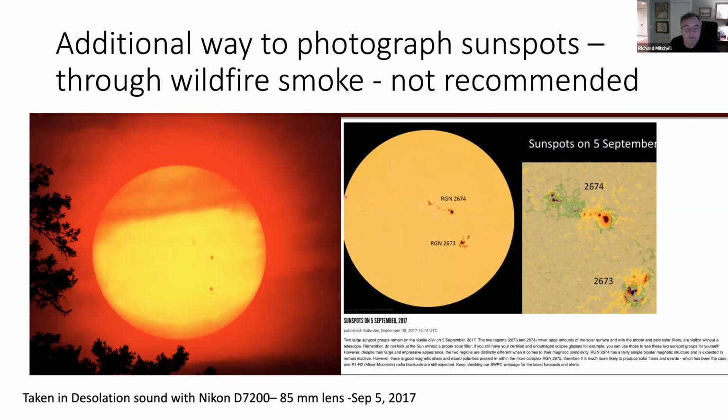A number of methods of taking images of the sun have been mentioned, but this is one I found which is purely accidental. I took it in Desolation Sound on the 5th of September 2017, which just happened to coincide with the major X-class flare on the sun. I took that through the wildfire smoke, no filter at all except the wildfire smoke. So that was a novel way of taking an image of the sun, but not one that I would recommend.